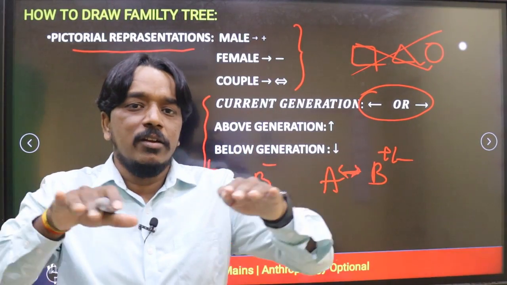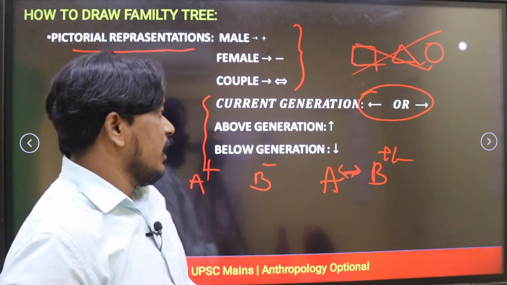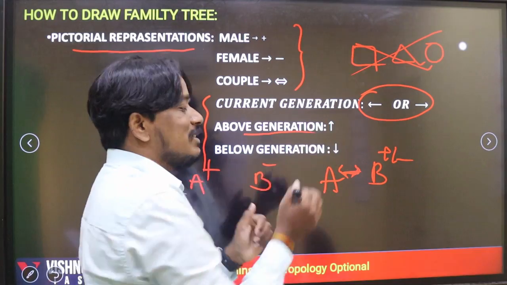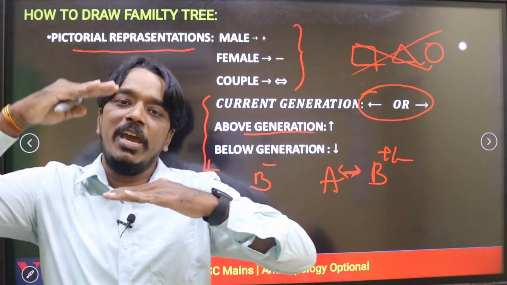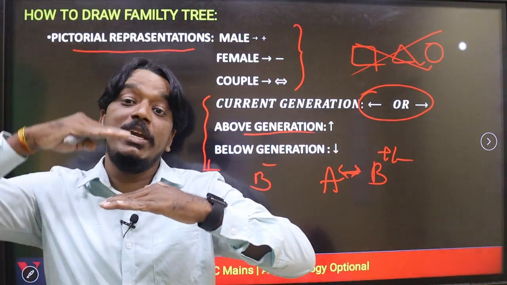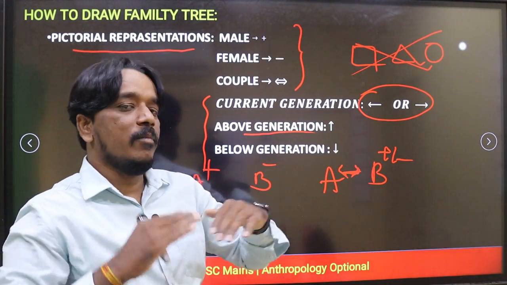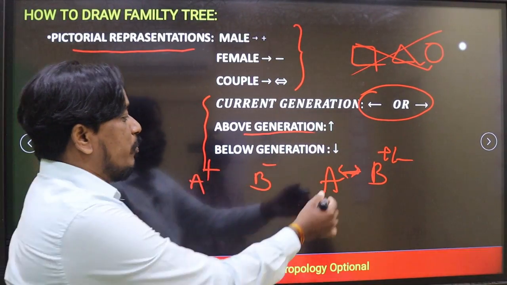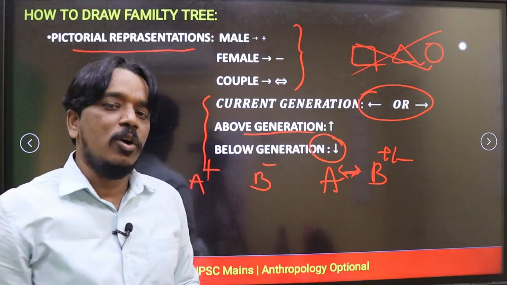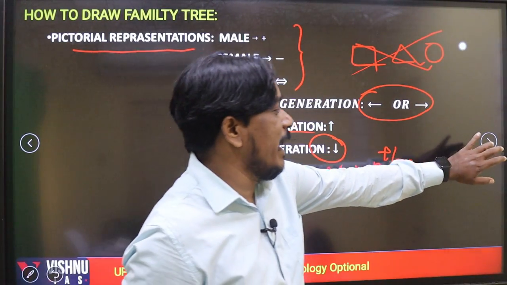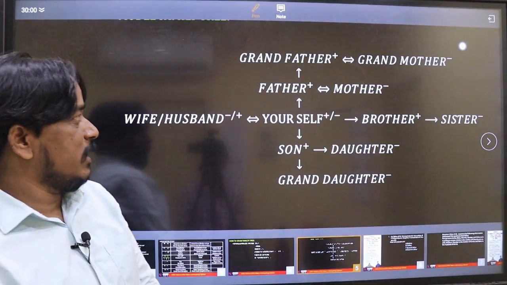In a same line, right? We have to take all the persons in a same line. If you are talking about above generations, that is, if you are here, your parents, your grandparents should be in the above generation, we can take above side. And if you are talking about below generations, we can take below. But very particularly how to draw the diagram generation wise, we will see here.